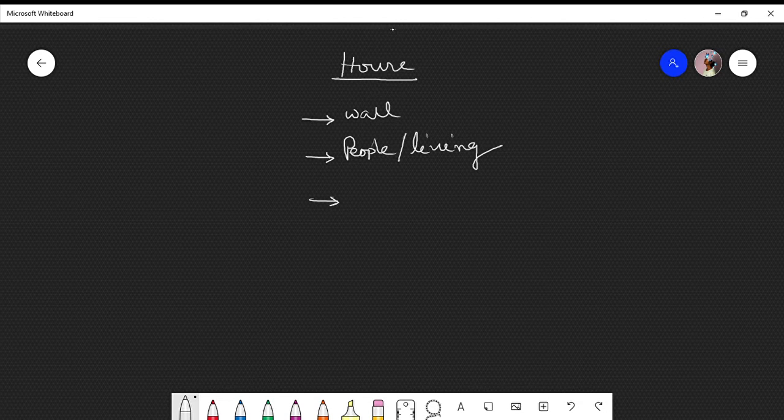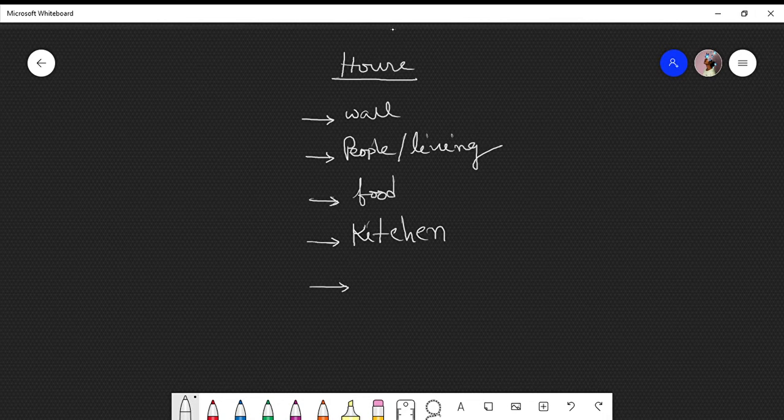So we need some people in the house. Again, what do we need in the house? We need some food to eat, and raw food is not applicable. So we need something to cook that food. So we need a kitchen to cook that food. Kitchen.